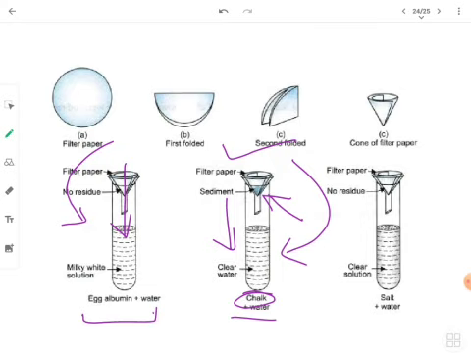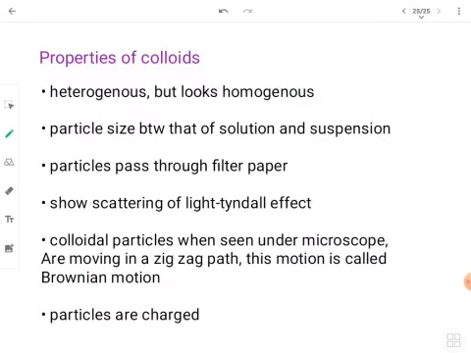Why? Because the particle size is much bigger than the pores of the filter paper. In case of a solution and in case of a colloid, the particle size is much smaller than that of the pores of the filter paper. So both things easily pass out and they cannot be separated. So let me sum up the properties of colloids.